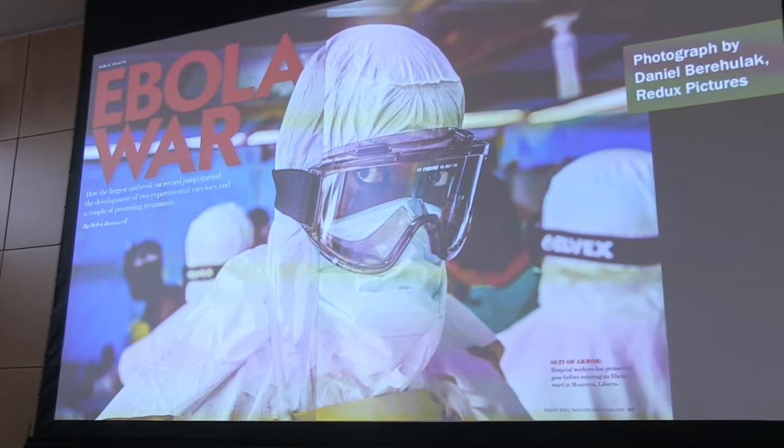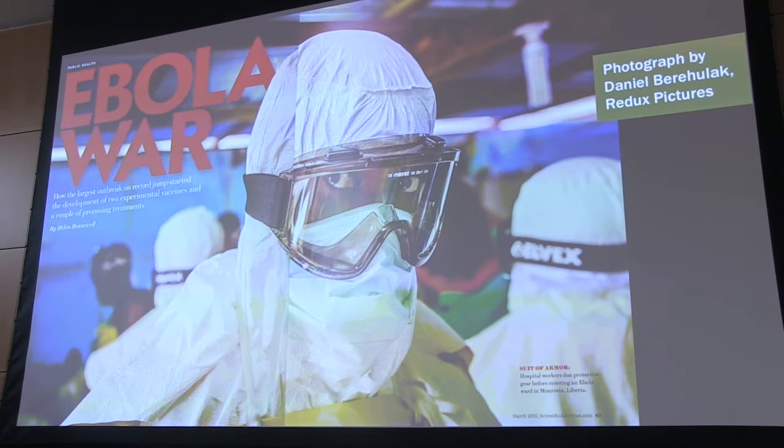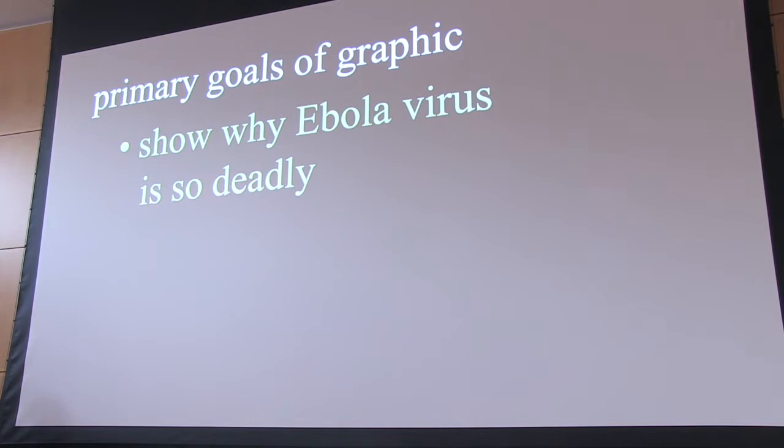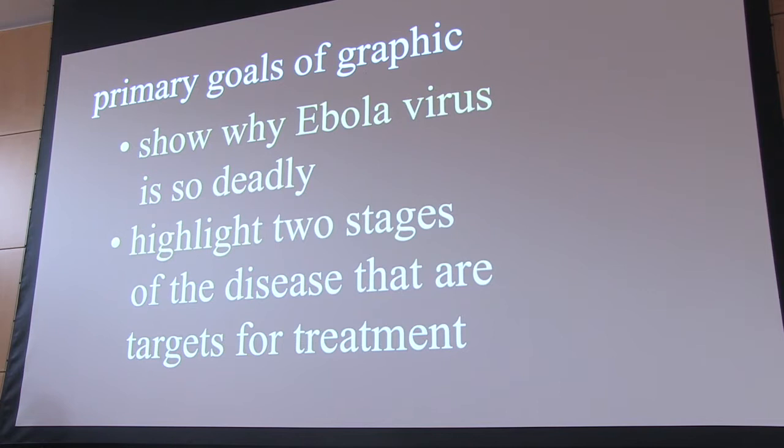Consider, for example, the topic of a 2015 article in Scientific American on the Ebola virus. On the heels of a major outbreak in West Africa, author Helen Branswell wrote about a few emerging experimental treatments and potential vaccines, and how the scale of that outbreak made those advances possible. The goals of the graphic for that article were to, one, show why the Ebola virus is so deadly, and two, highlight the two stages of the disease that are targets for treatment.